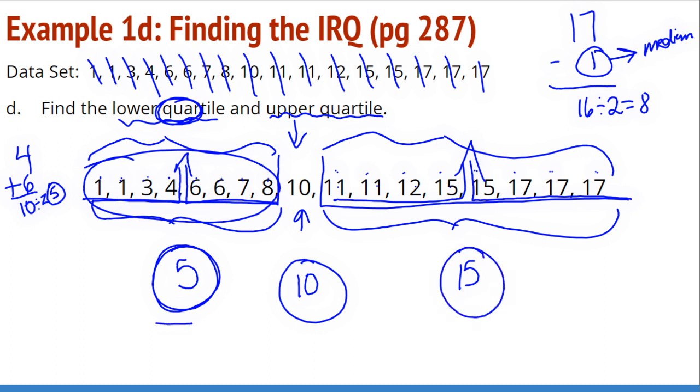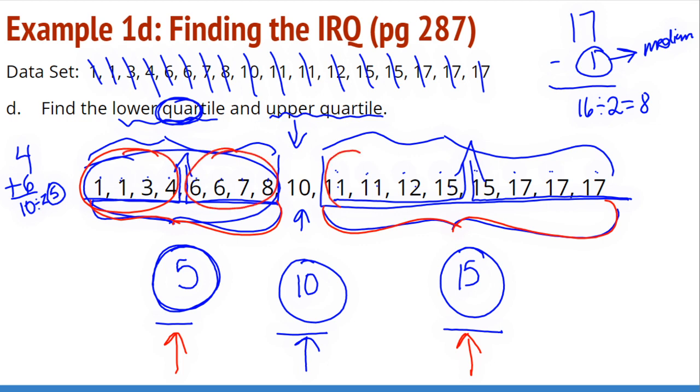Now all 3 of these numbers are a median. The 10 is the median of the entire data set. The 5 is the median of this lower half. And the 15 is the median of the upper half. Now what's happened here is I have actually cut my data into 4 equal size pieces. I've got 1 piece, 1 piece, 1 piece, and 1 piece. So I've got 4 equal size pieces. Thus we call them quartiles, quarters.